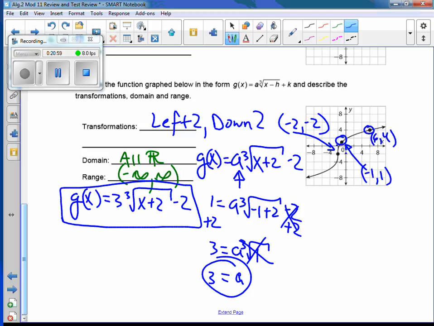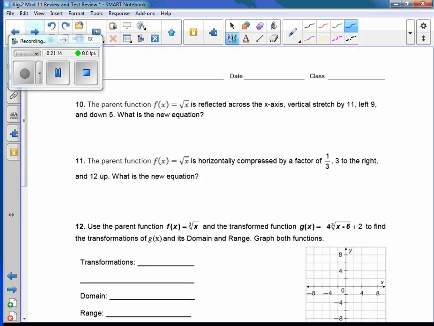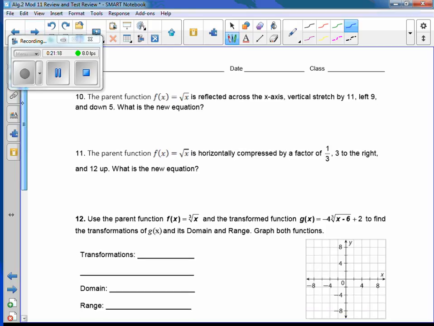Oh, and by the way, since a is equal to 3, that's going to give us a vertical stretch. Okay. All right, let's go ahead and take a look and see what else we got here. So on this page right here, we have a couple of questions where they give you the transformations and you have to write it all out.